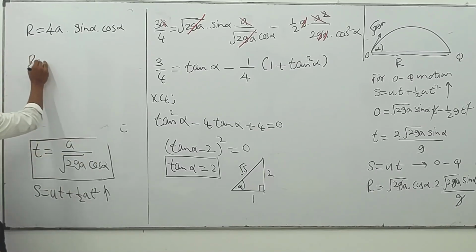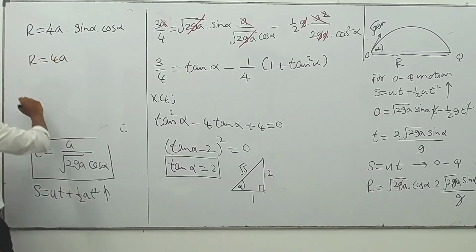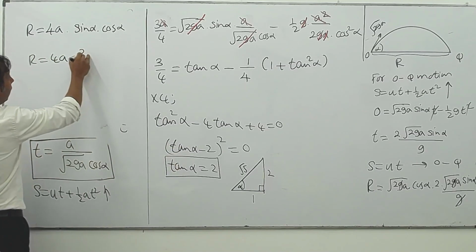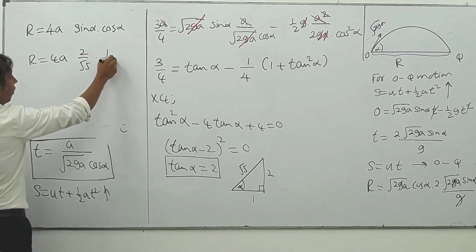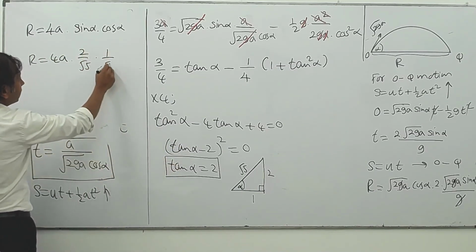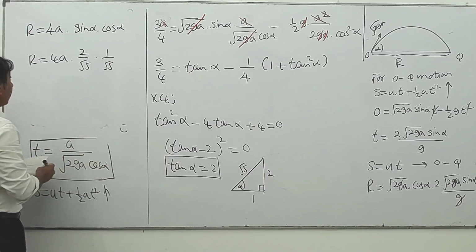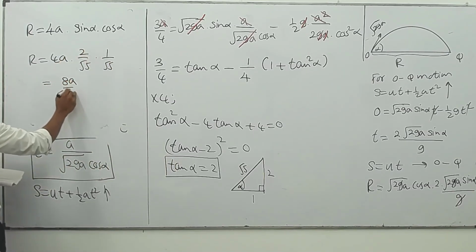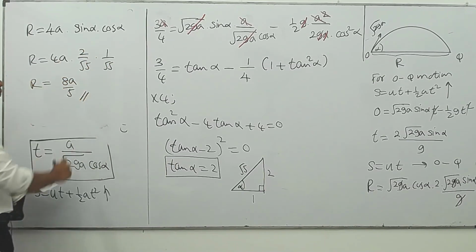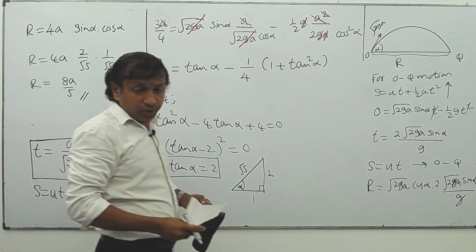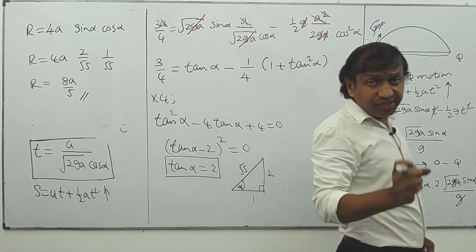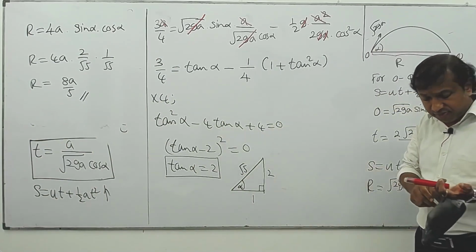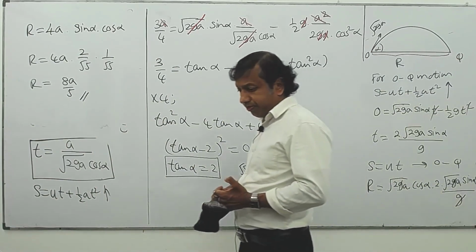R. For R, sin alpha is what, people? Opposite by hypotenuse, cos alpha adjacent by hypotenuse. So what do you get there? Correct, no? 4a by 5. R is this, right. Quickly do, people, quickly do. Just sketch. Right.